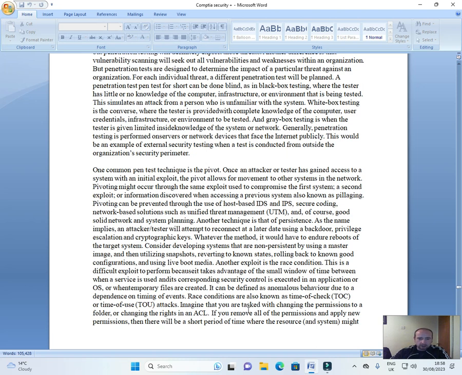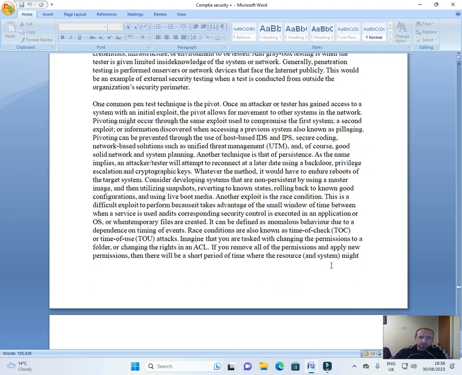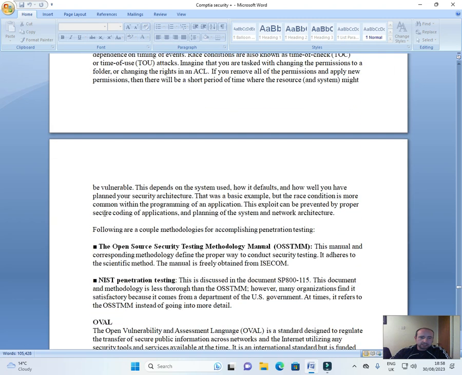Imagine that you are tasked with changing the permissions to a folder or changing the rights in an ACL. If you remove all the permissions and apply new permissions, then there will be a short period of time where the resource and system might be vulnerable. This depends on the system used, how it defaults, and how well you have planned your security architecture.